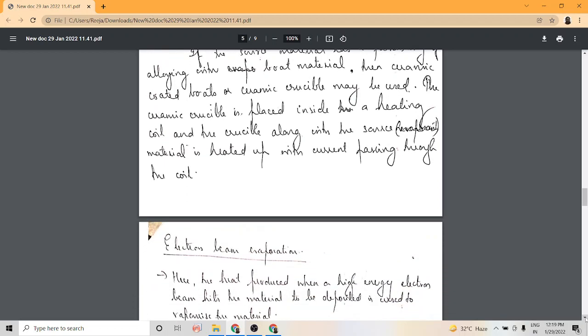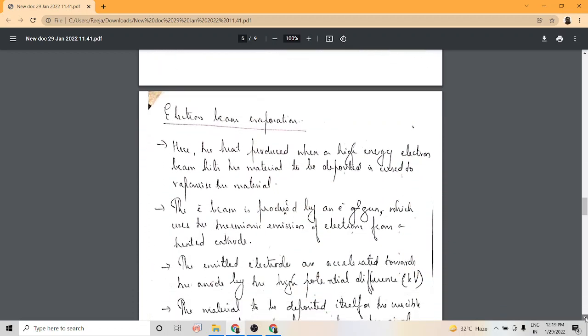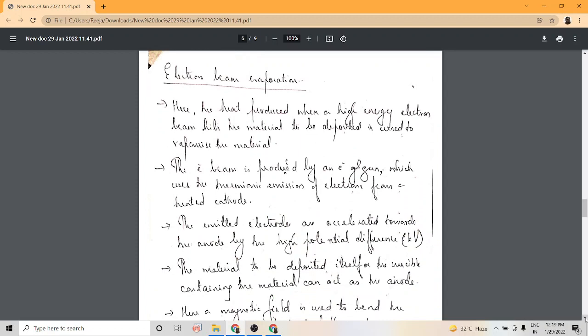Next, we go to electron beam evaporation. Here, the heat required to vaporize the material to be deposited is obtained from high energy electron beams. The electron beam is produced by an electron gun which uses the thermionic emission of electrons from a heated cathode. That is, there will be a heated cathode and it will emit electrons by thermionic emission. So that forms the electron gun or the source of electrons.